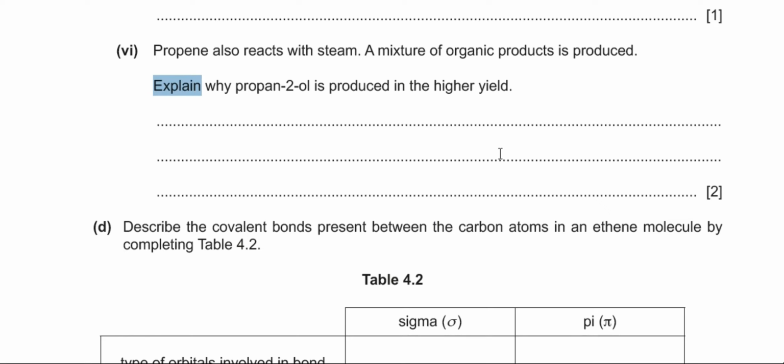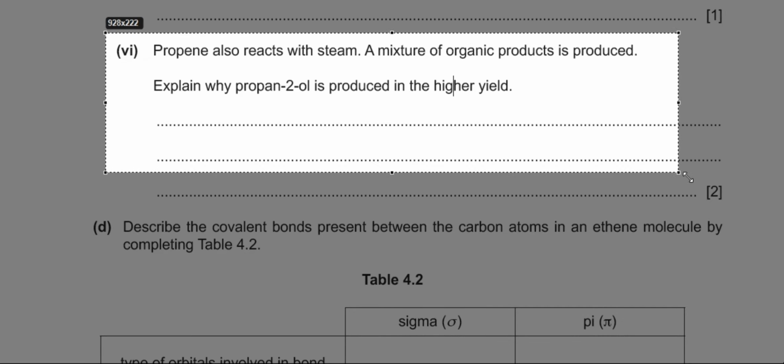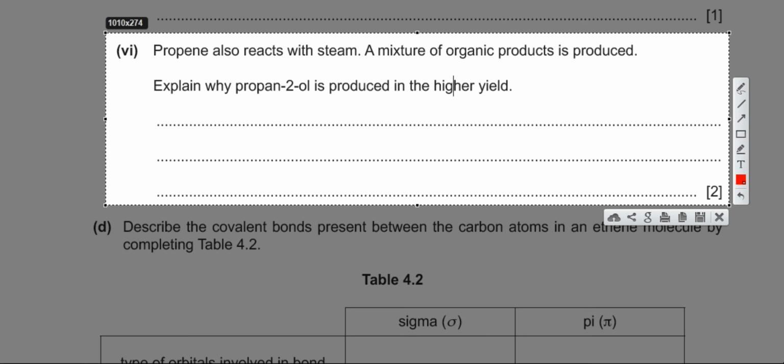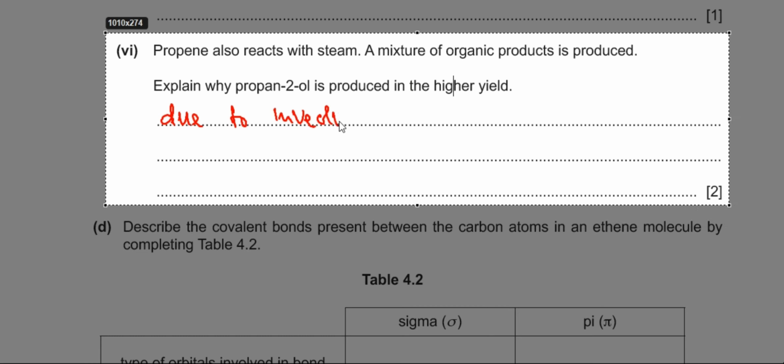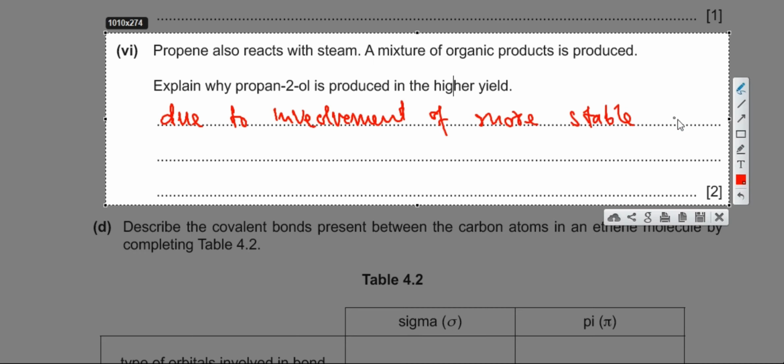First of all, just write that a more stable carbocation is involved. Due to the involvement of more stable carbocation. Okay, and furthermore you have to say why it is more stable.